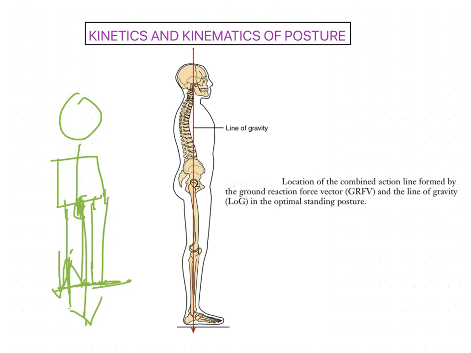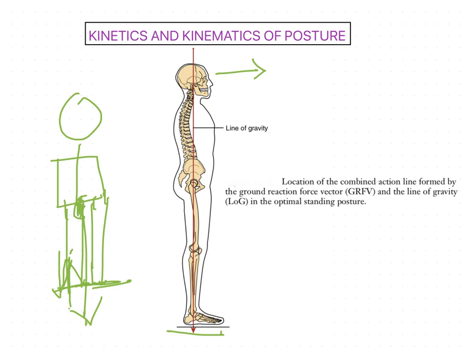Okay, so stability is maintained by keeping the body's COG, that is center of gravity, over the base of support and the head in a position that permits gaze to be appropriately oriented.